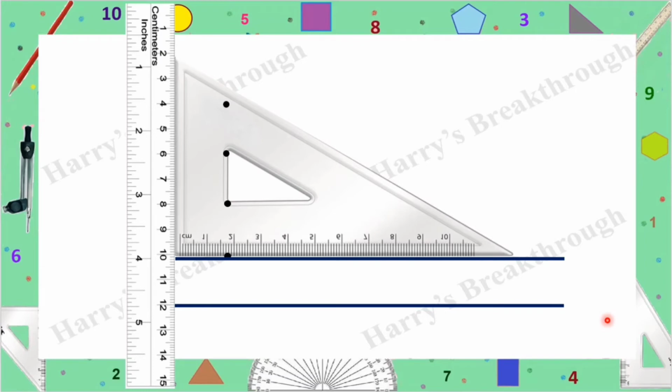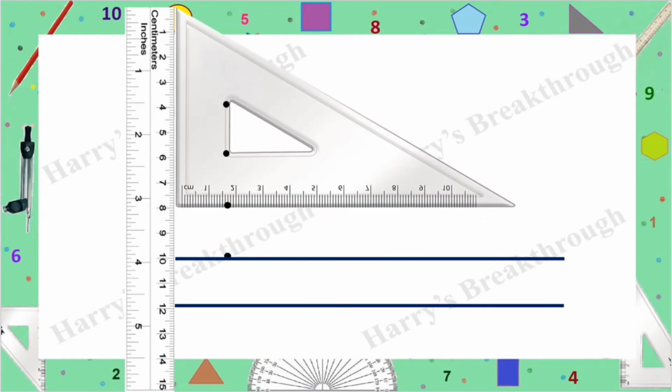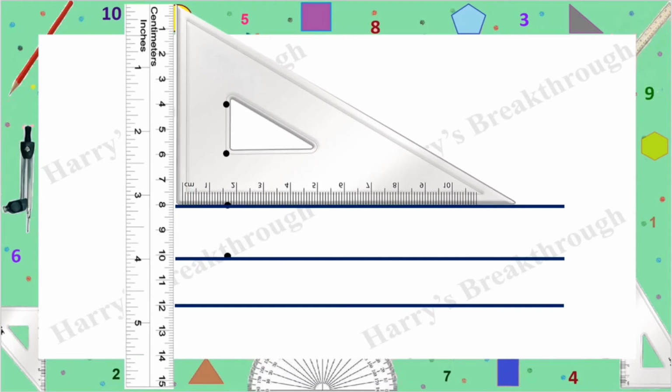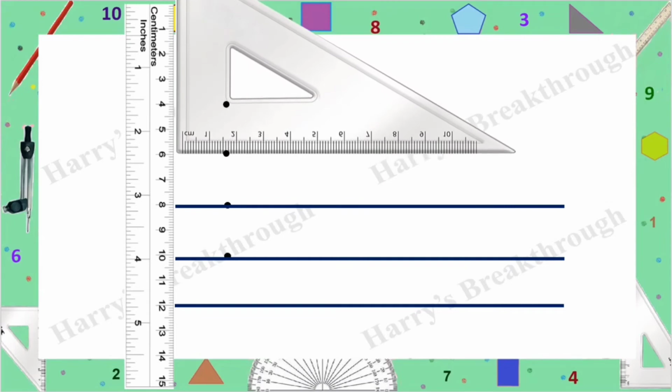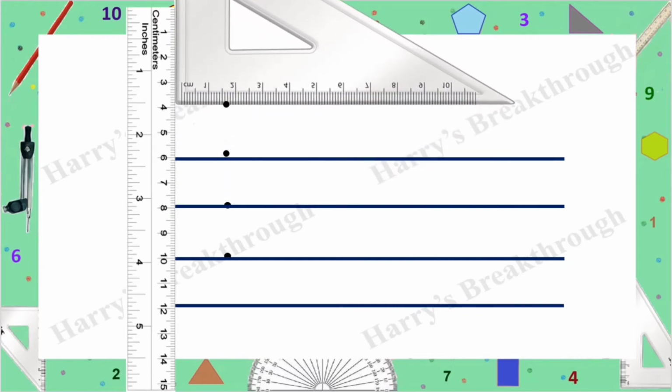Then again you have to slide your set square upwards up to the second point. Like this. Then draw another parallel line. In the same way, you have to slide the set square upwards and draw another parallel line. There is one more parallel line too. So like this, you got parallel lines at equal distance.